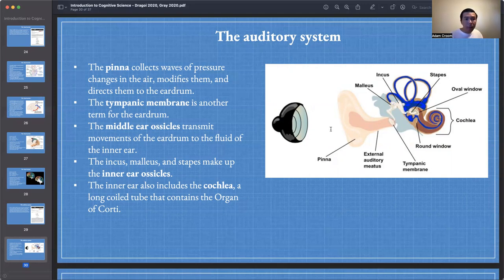The middle ear ossicles transmit movements of the eardrum, or tympanic membrane, to the fluid of the inner ear. So that's what the eardrum is going to do. It's going to take movements here, and then the middle ear ossicles are going to help transmit that towards the inner ear. The ossicles include the incus, malleus, and stapes, and we see these here.